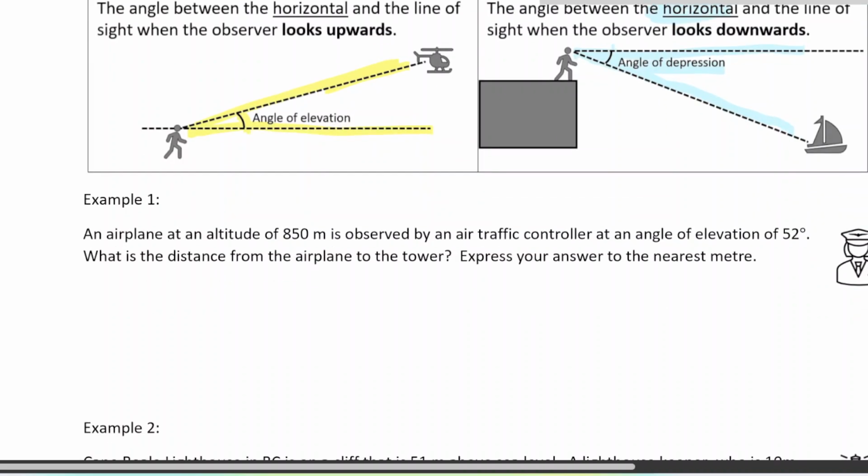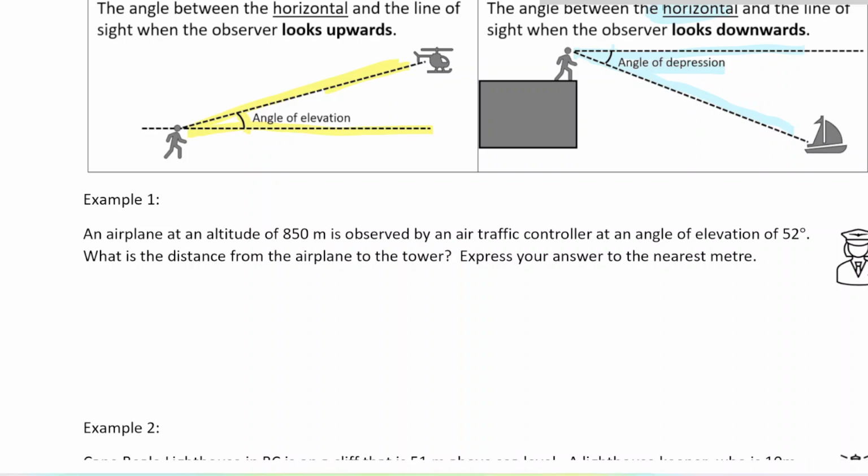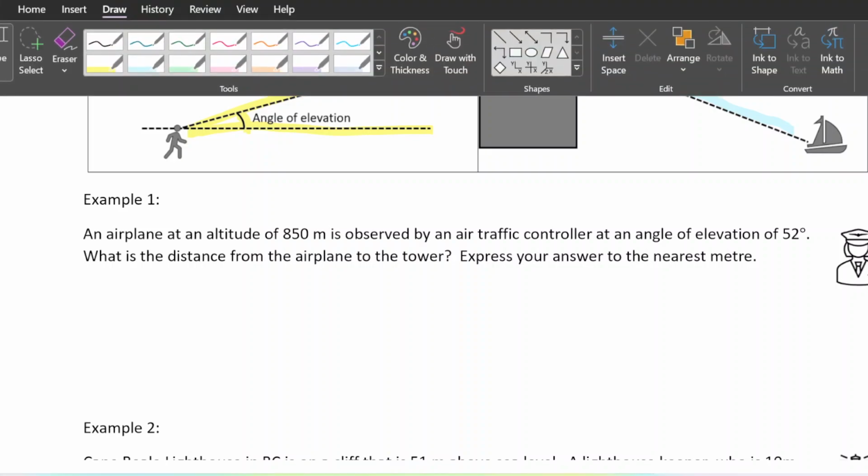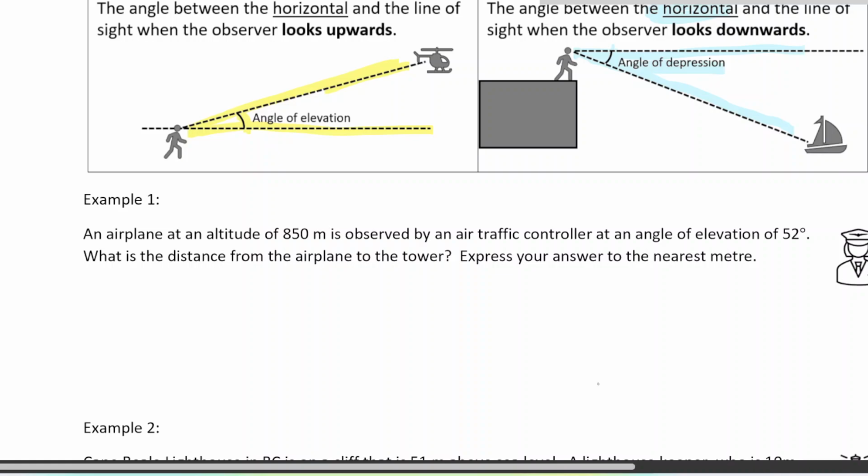Okay, example 1. An airplane at an altitude of 850 meters is observed by an air traffic controller at an angle of elevation of 52 degrees. What is the distance from the airplane to the tower? Express your answer to the nearest meter. Okay, so we have our air traffic controller and we have our airplane in the sky. Now you don't even have to draw a plane. It's a terrible drawing of a plane, but I'll just label it plane here, and the air traffic controller is standing down here.